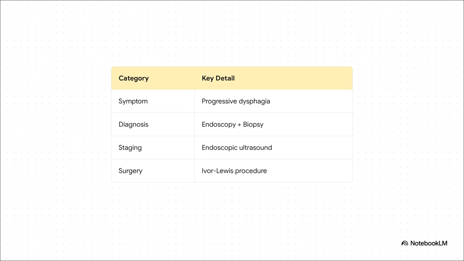We've covered some incredible ground today. As we integrate this entire framework into one mental map, from progressive dysphagia to EUS staging and the Ivor-Lewis procedure, I want to leave you with a final thought to chew on. If cellular biology completely dictates whether a patient gets a squamous or an adeno, how might targeted biological therapies eventually rewrite this entire surgical workflow?